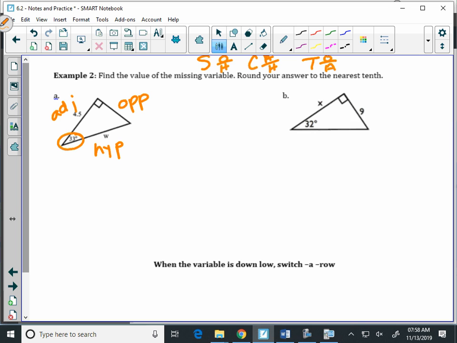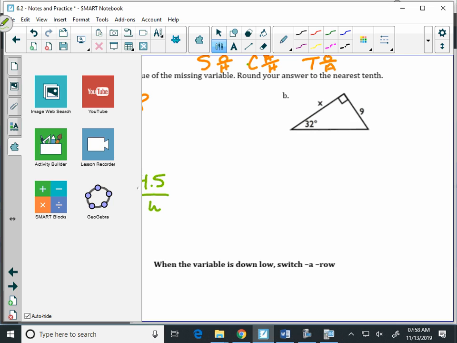Which two sides gave me info? Which side has my variable? Which side has my number? Yeah, hypotenuse and adjacent. Which one, if I look at SOHCAHTOA, has a hypotenuse and an adjacent? Cosine. So we are going to use cosine. So I'm going to say cosine of my angle equals adjacent over hypotenuse. That's the ratio for cosine. 4.5 over W.